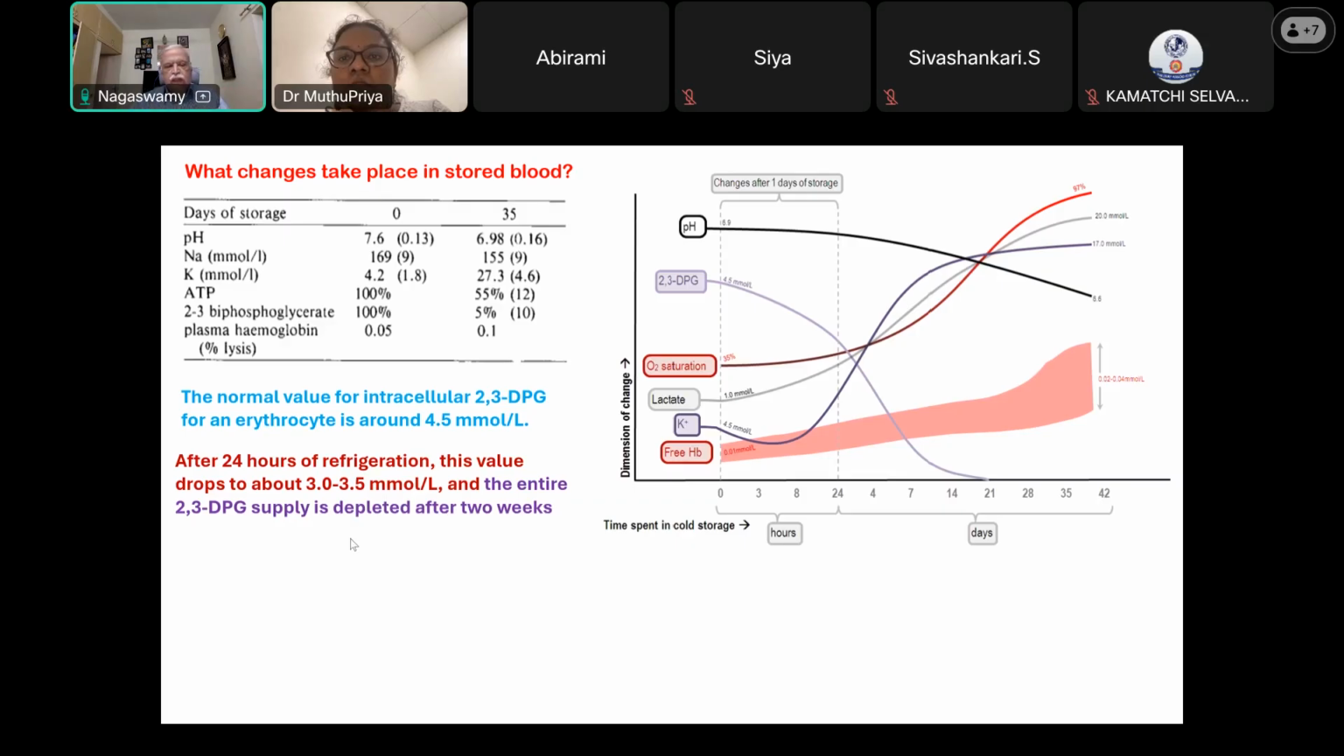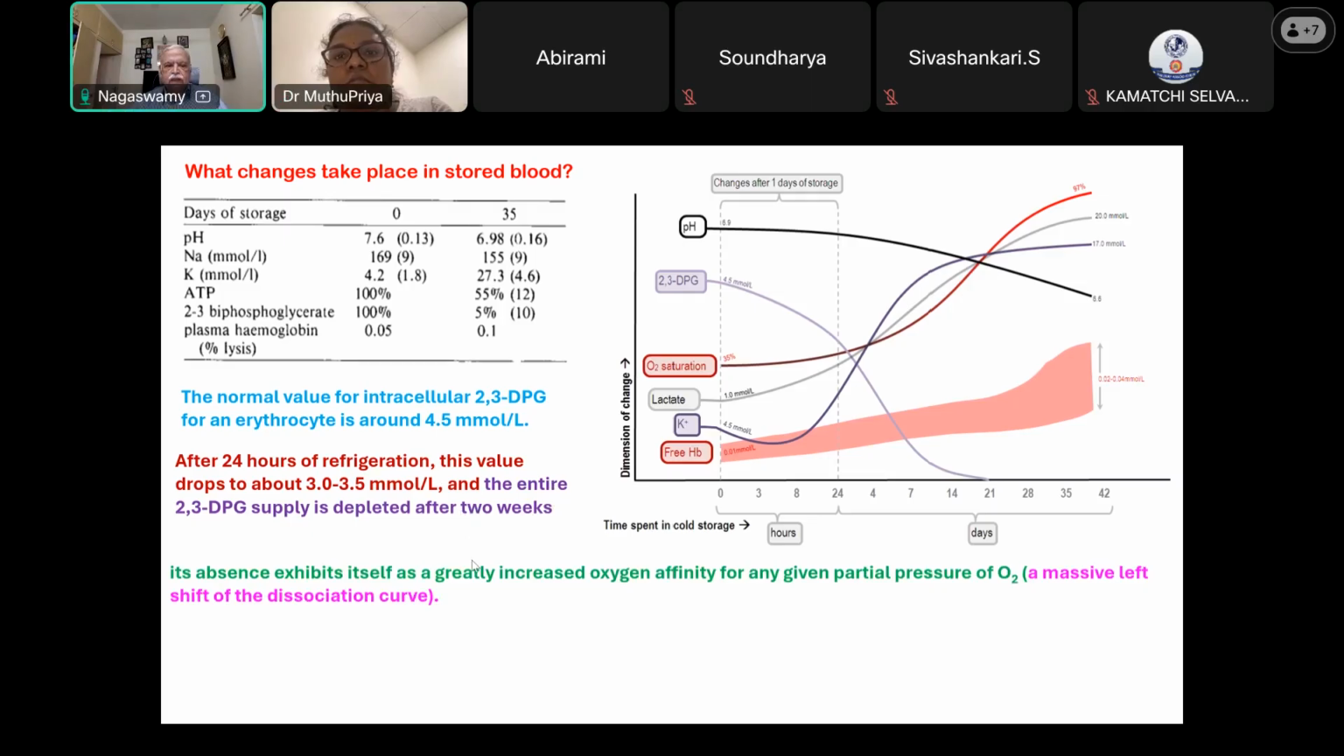And so initially, the 2,3-DPG gets depleted after 2 weeks, so the blood that you give will not be able to initially carry the hemoglobin's oxygen. But how does it recover? Within what time will the 2,3-DPG value become normal? Within 24 hours. Within 24 hours, it will become normal and the hemoglobin will be able to carry that. That is the first important change that has to be emphasized in the changes that happen.